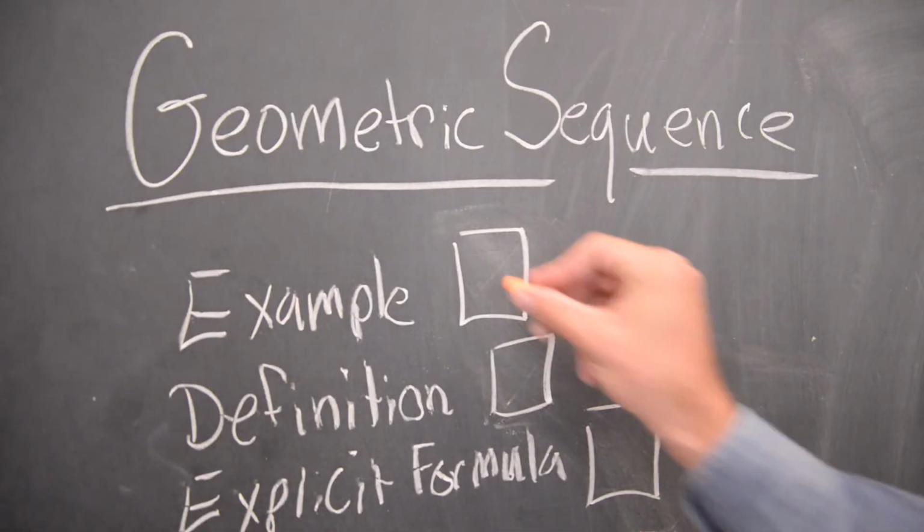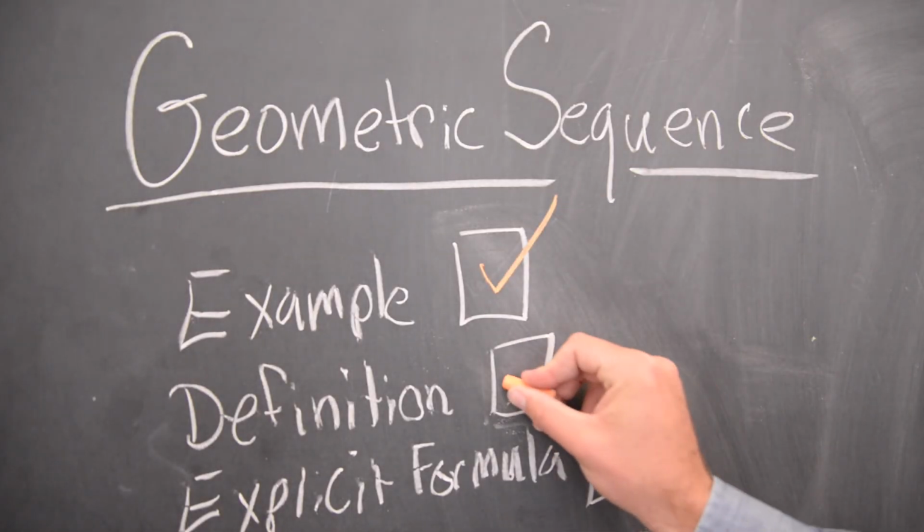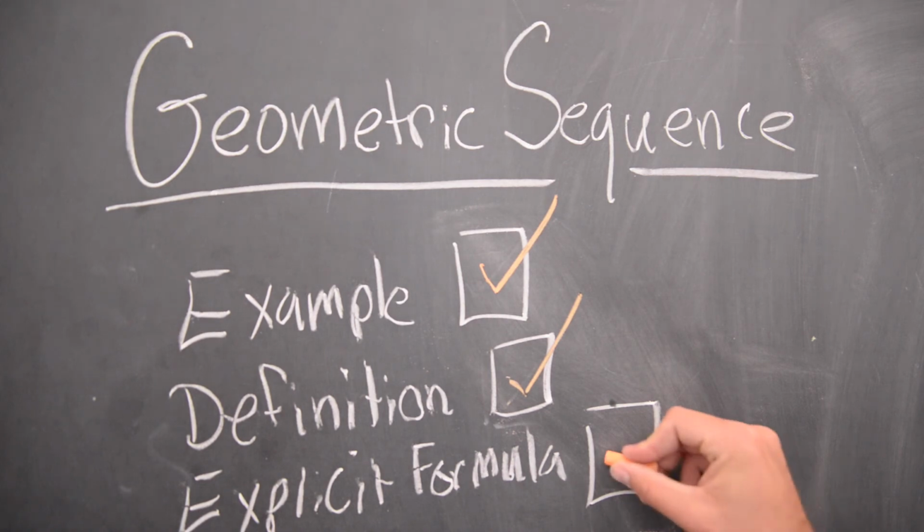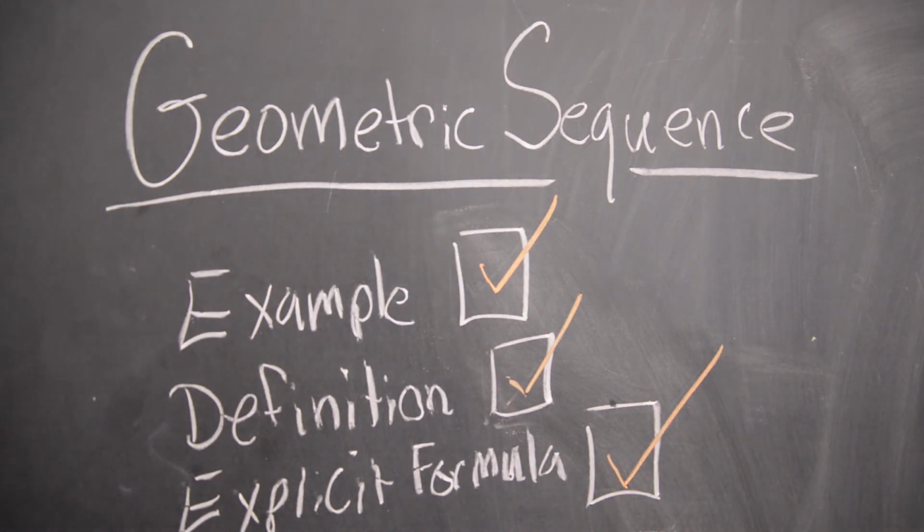We started with an example. We wrote down the definition of geometric sequence. And finally, we came up with an explicit formula. You should now be ready to do the practice problems.